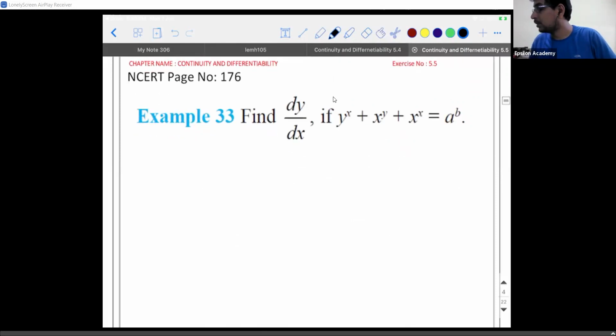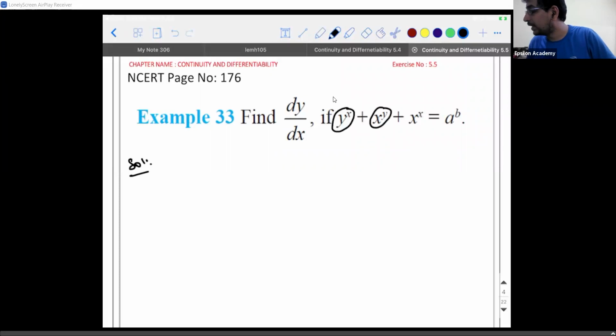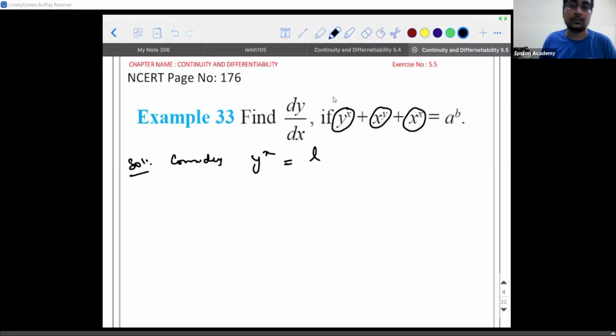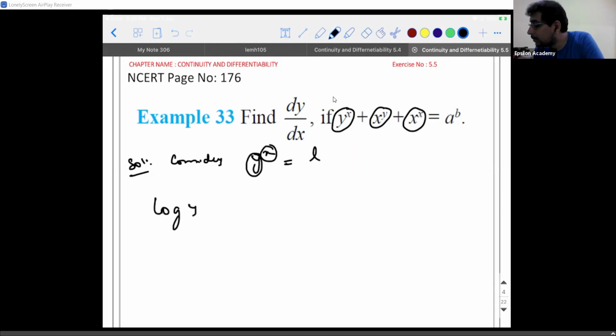I have y power x plus x power y plus x power x is equal to a power b. So consider y power x. Let me call this some L. I have a function y raised to the power of another function x. So what should I do? I should take log on both the sides. When I take log on both the sides, log of y power x is equal to log L.